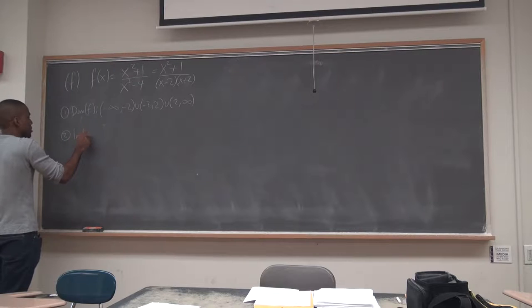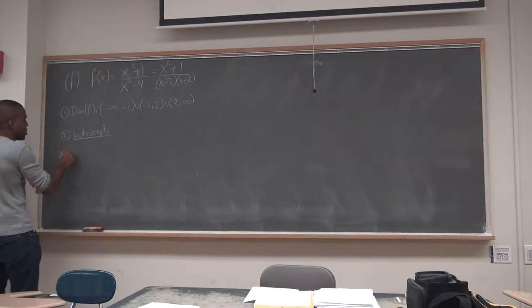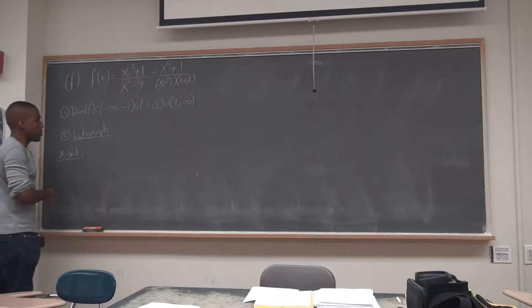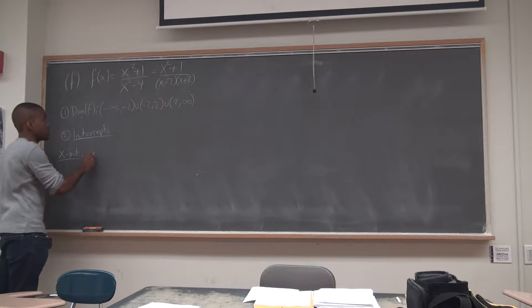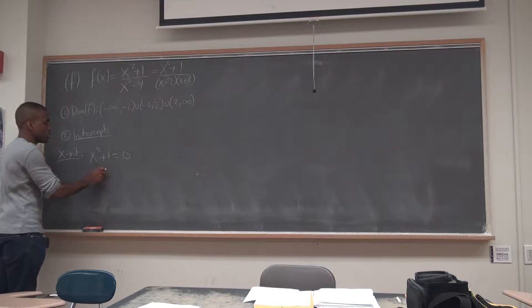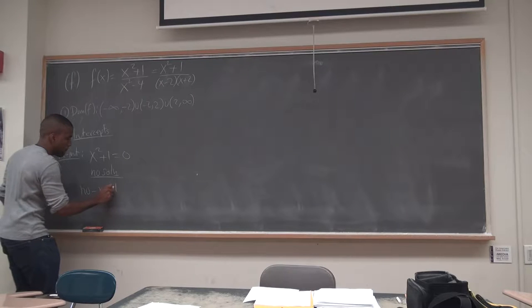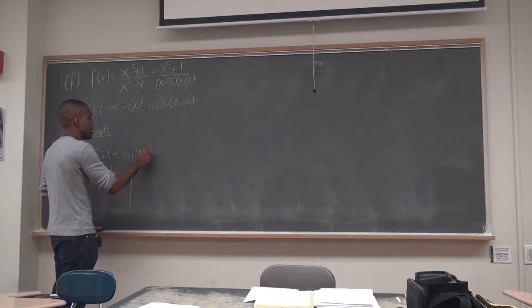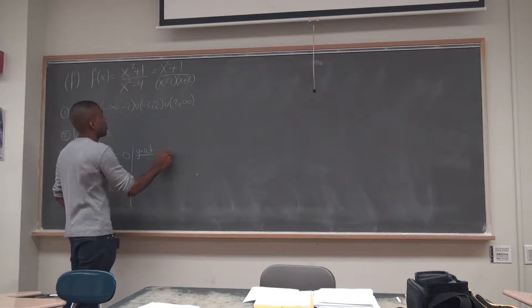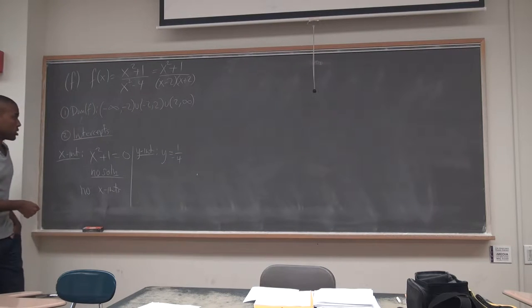The next thing was to find the intercepts. What about x-intercepts? When y equals 0, what do we need for a fraction to be 0? Specifically 0, we need the numerator to be 0. So that's the equation we want to solve. It has no real solution, so no x-intercepts. What about the y-intercept? Just plug in x equals 0, right? So you get y equals 1 over minus 4. So y equals minus 1/4 is your y-intercept.